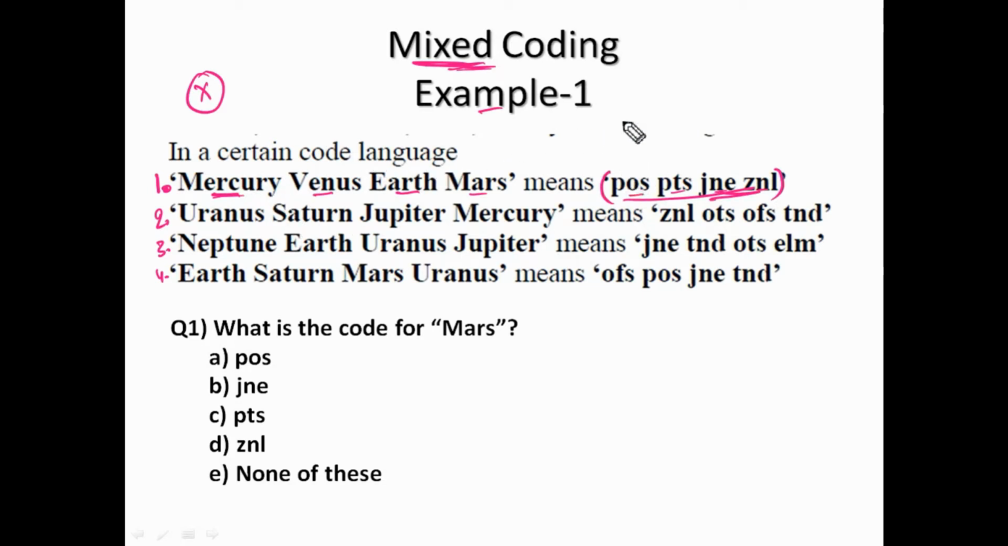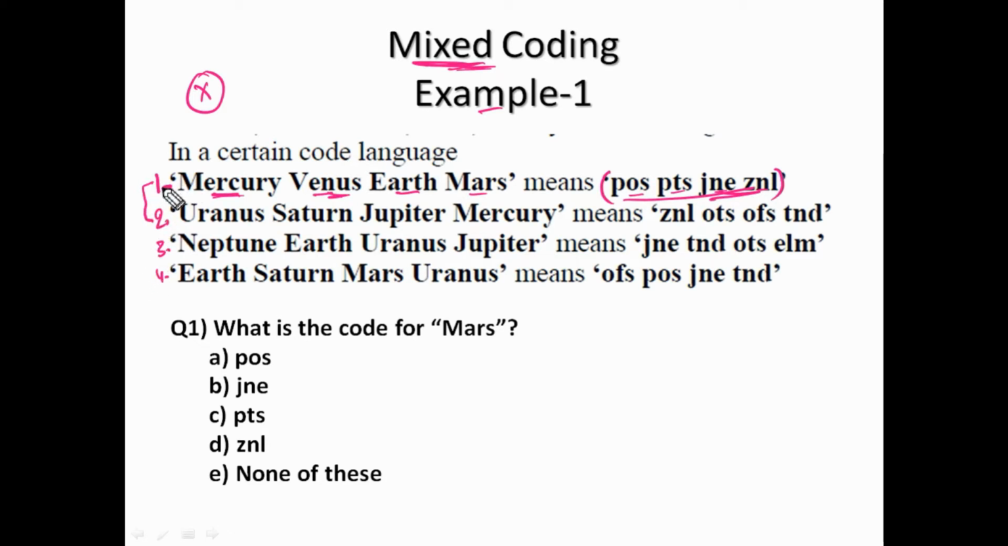Code for Mercury can be POS or PTS or JNE or ZNL, right? Because the possible codes are these 4. It can be any one of these 4. Then what is the code for Venus from only first statement? This is also same, POS or PTS or JNE or ZNL. For Earth also the same, for Mars also the same. So with only one statement, it is not possible to find only one code. We can give the possible codes, but we cannot give the confirmed code. So that's why we have to take different statement combinations.